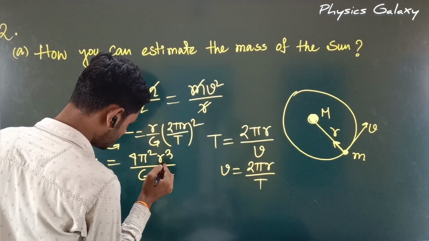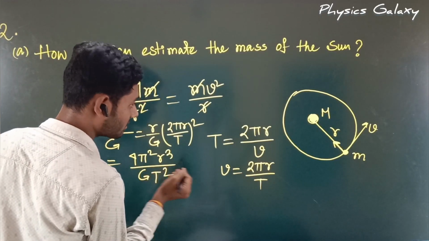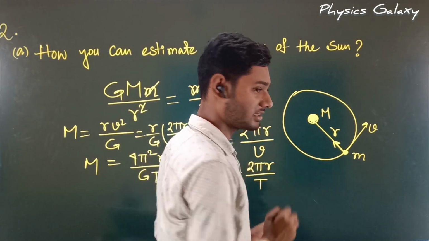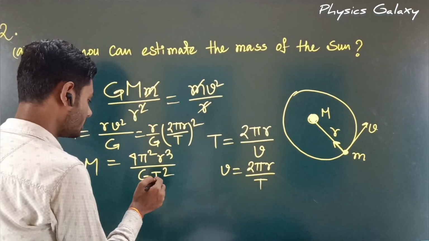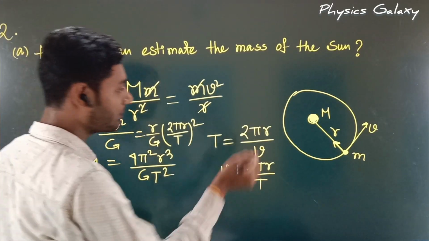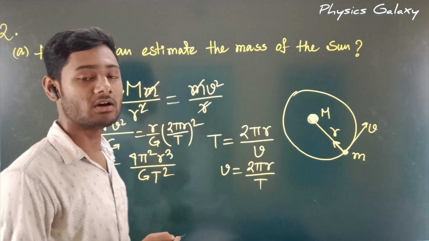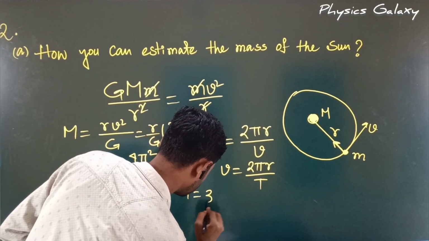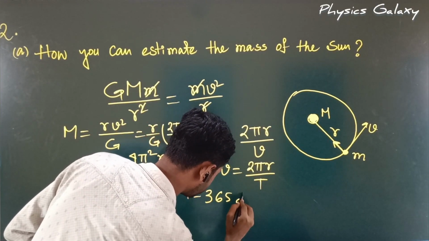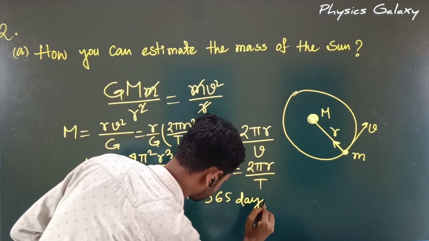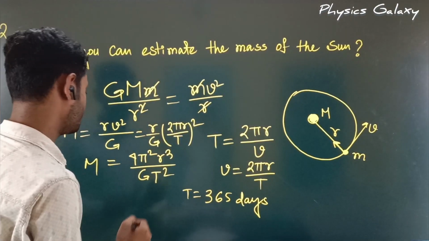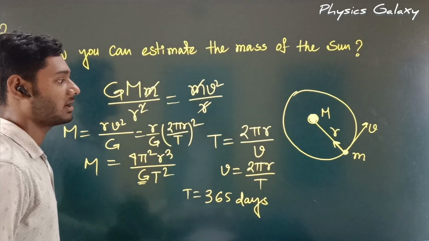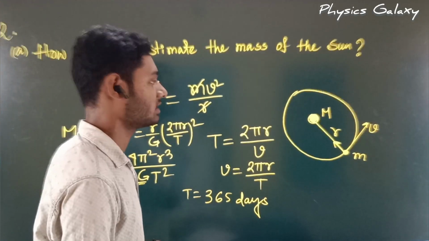Now we know the distance between the sun and earth, and we also know the time period of revolution, that is 1 year, 365 days. So T is equal to 365 days, and we also know the value of G. So from here we can estimate the mass of the sun.